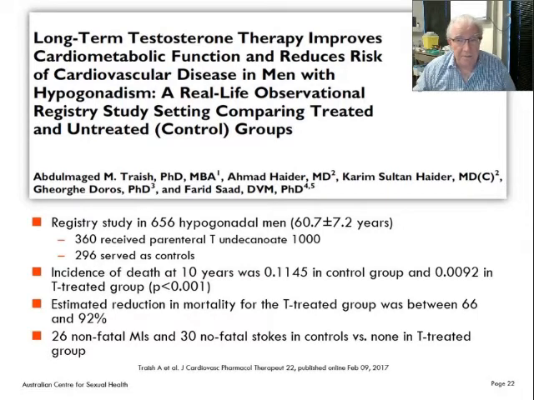And most recently, the benefits of long-term testosterone replacement by a reduction of cardiovascular risk and mortality was demonstrated in this large registry study from Tracy's group, which demonstrated that there was an estimated reduction in mortality for testosterone-treated patients as opposed to the untreated controls of somewhere between 66 and 92%. There were 26 non-fatal myocardial infarctions and 30 non-fatal strokes in the untreated control group versus none in the testosterone replacement group. And this, I believe, represents convincing data that testosterone replacement therapy in hypogonadal men is associated with a significant reduction in mortality.